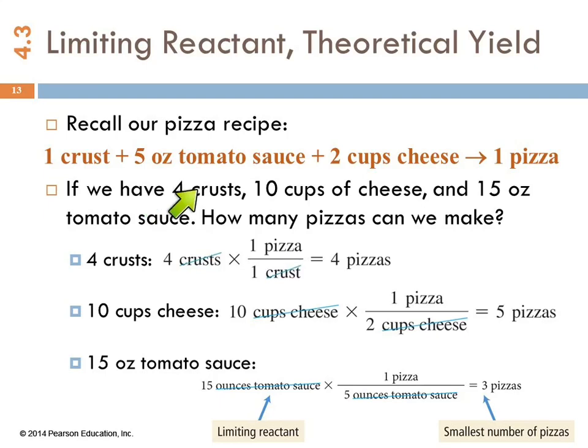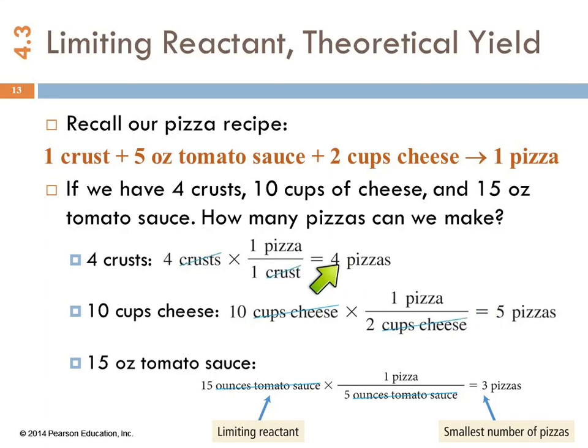Well, you'd think, well, how many pizzas can I make from 4 crusts? Well, that was pretty easy. 4, right? 4 crusts times 1 pizza per crust means we could make 4 pizzas if we used all the crusts. 10 cups of cheese. Well, 10 cups of cheese, you get 1 pizza for 2 cups of cheese, so you could make 5 pizzas. Could we actually make 5 pizzas, though?